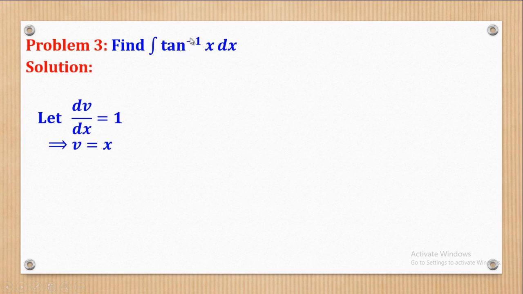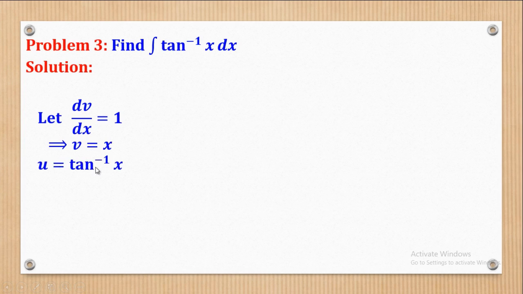Therefore, we shall let arctan x be u, and we shall let 1 be equal to dv dx, so that you can easily integrate 1. So let dv dx be equal to 1, meaning that v will be equal to the integral of 1, which is x. And therefore, u will be equal to arctan x.